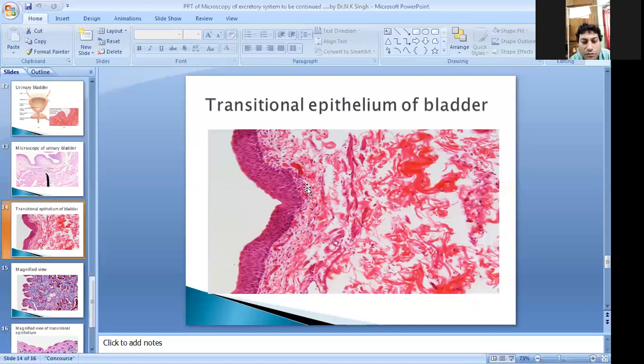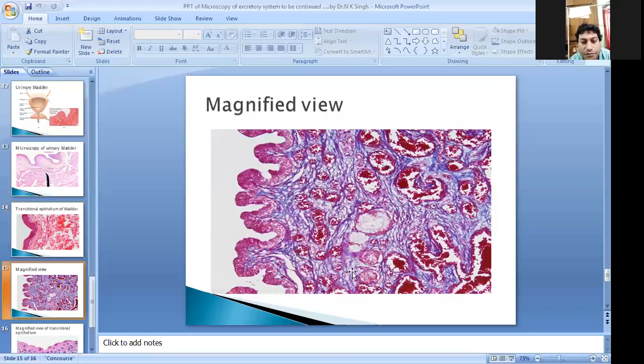These deep red areas are capillaries. These capillaries not only penetrate inside this epithelium, but they also penetrate inside the lamina propria and lamina muscularis. So this is a good diagram of the transitional epithelium. Now you see here, this is the magnified view.